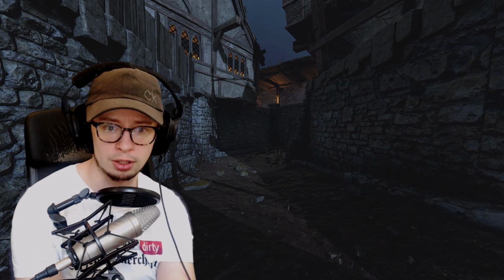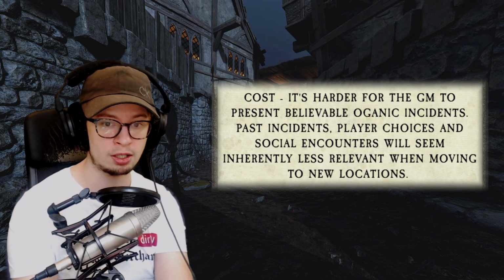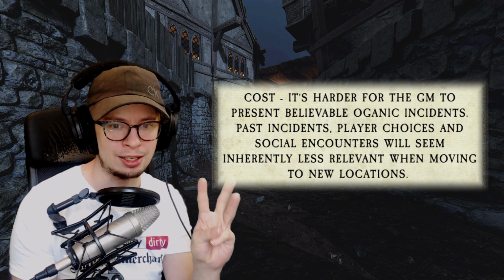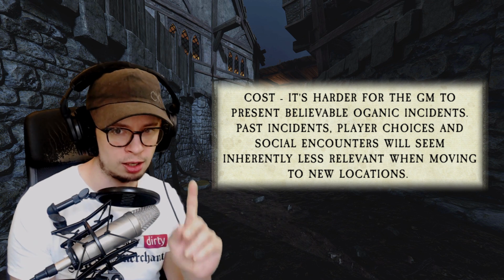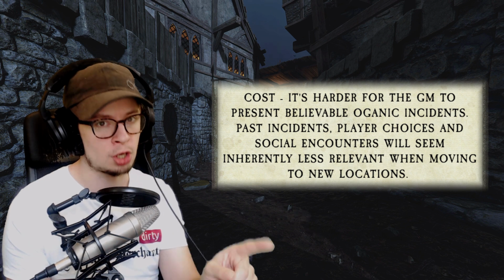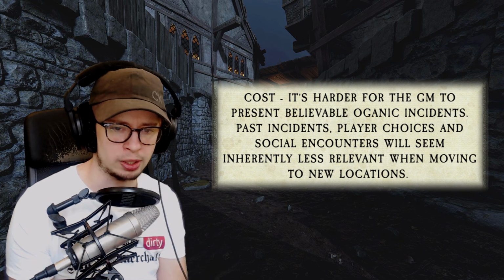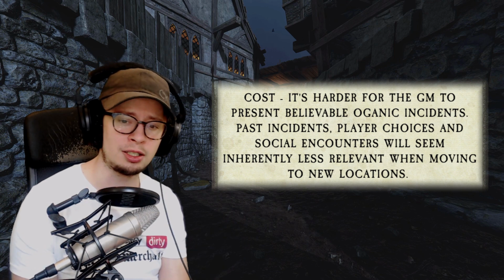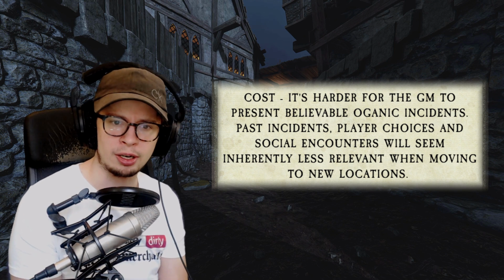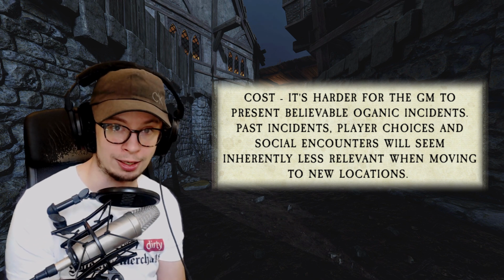But it does come at a cost, and the cost is also, I feel, fairly apparent, and it's harder for a GM to present believable, emphasis on the word believable, organic incidents. And not impossible, but harder. Past incidents in previous locations are going to be difficult to tie in to things that you're now doing. This is where you sometimes have the old classic foreshadowing of, here's a sword for no apparent reason. Oh, later there's a quest that you need the sword for. This can be done, but it all is very imposed incident related. Not a lot of it will feel particularly organic along the way.